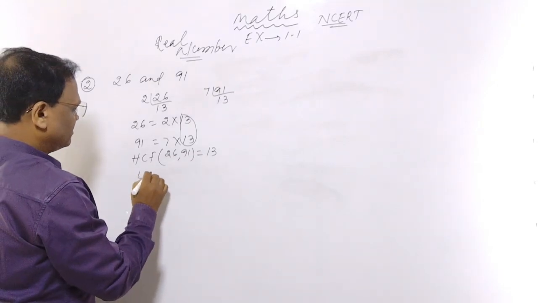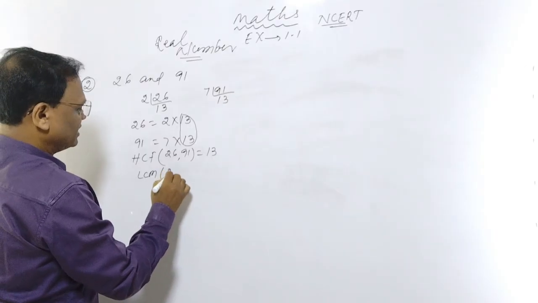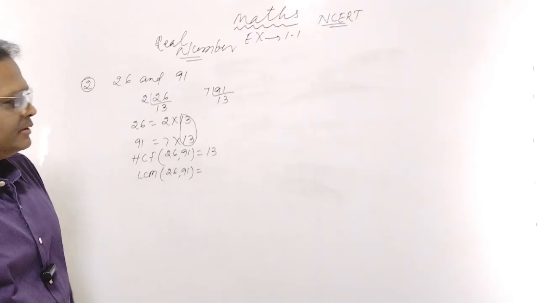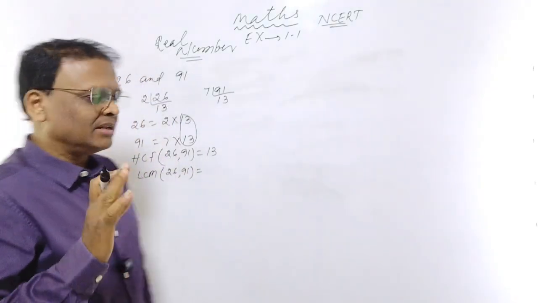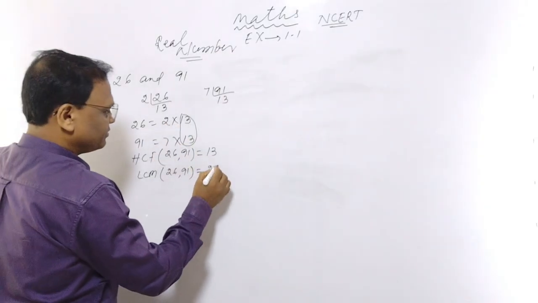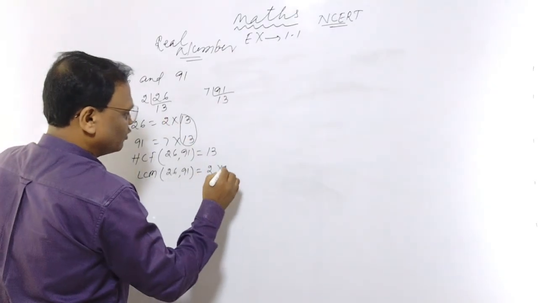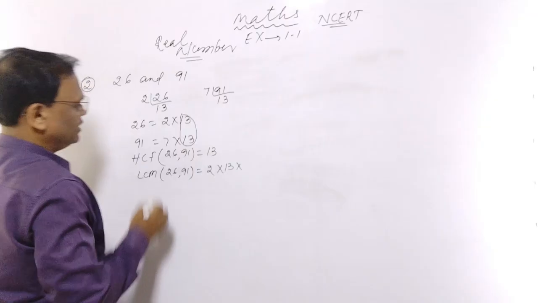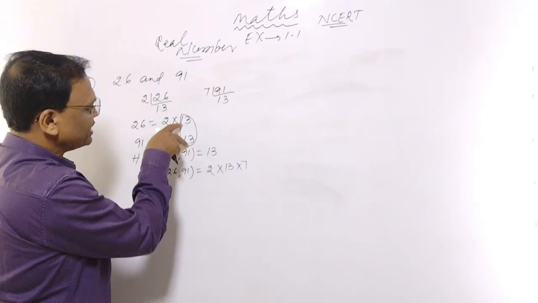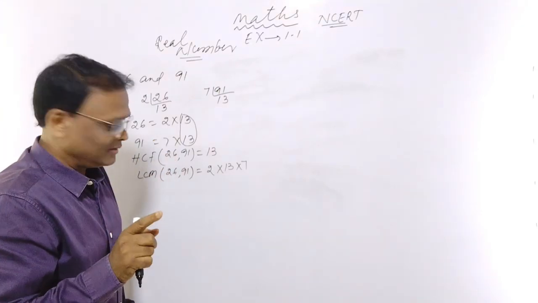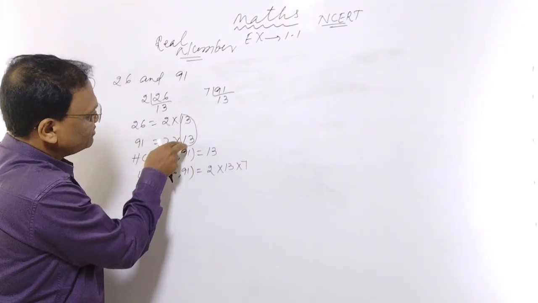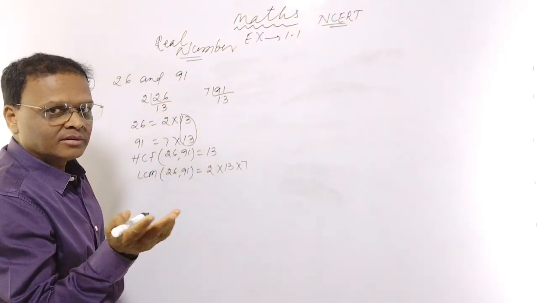Now the LCM of these two, 26 and 91. For LCM, I have to write all the numbers. 2, there was only one 2, so I wrote 2. Then 13, which is the same in both, into 7. I am not leaving any number. If any number repeats, you have to check the highest power, but both powers are one only.